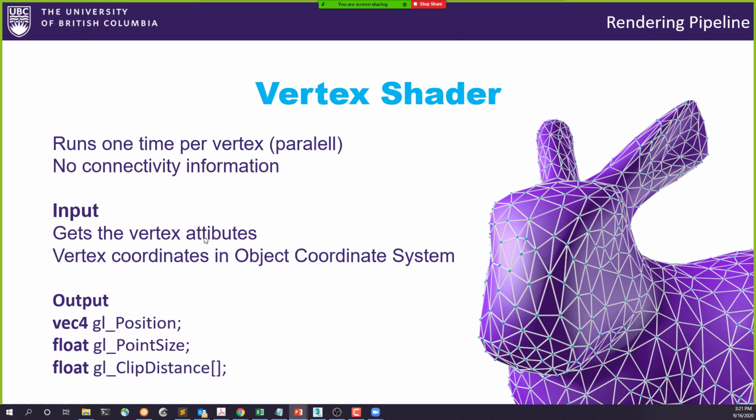As input, it gets the vertex attributes and the vertex coordinates in the object coordinate system. The main goal of the vertex shader is to output the position of each vertex in screen coordinates, and it does that by applying different transformation matrices. Okay, and we will talk about that, and we will see all that math, right? And it has some output variables. The main one is gl_Position. These are built-in variables inside the vertex shader.